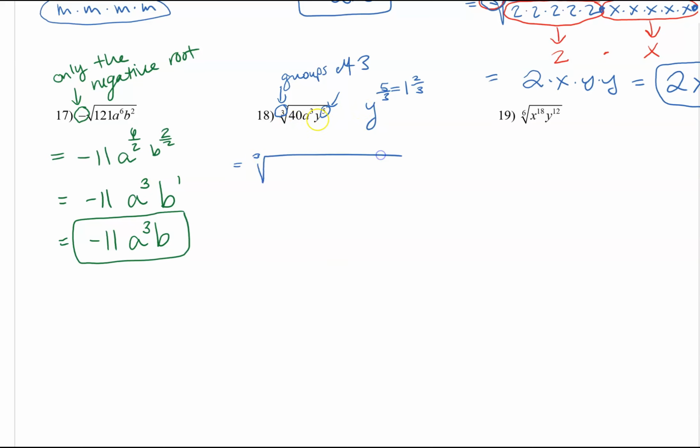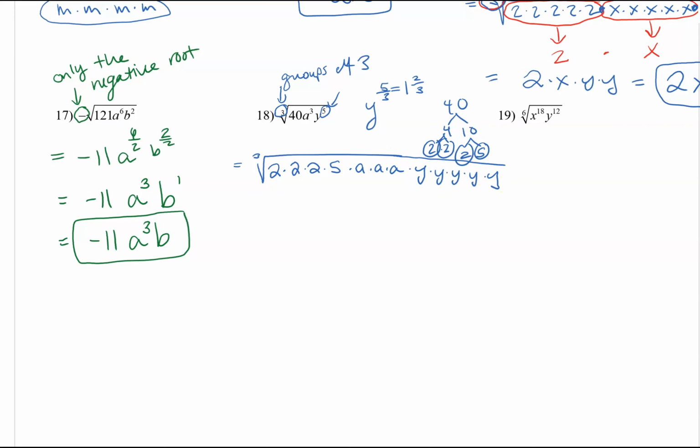So for 40, I can split that into 4 and 10. 10 can break into 2 and 5, and 4 can break into 2 and 2. So I basically have 3 2s and a 5. And then I had 3 a's, so that one does break nicely into a group of 3. And then I have 5 y's. 1, 2, 3, 4, 5.